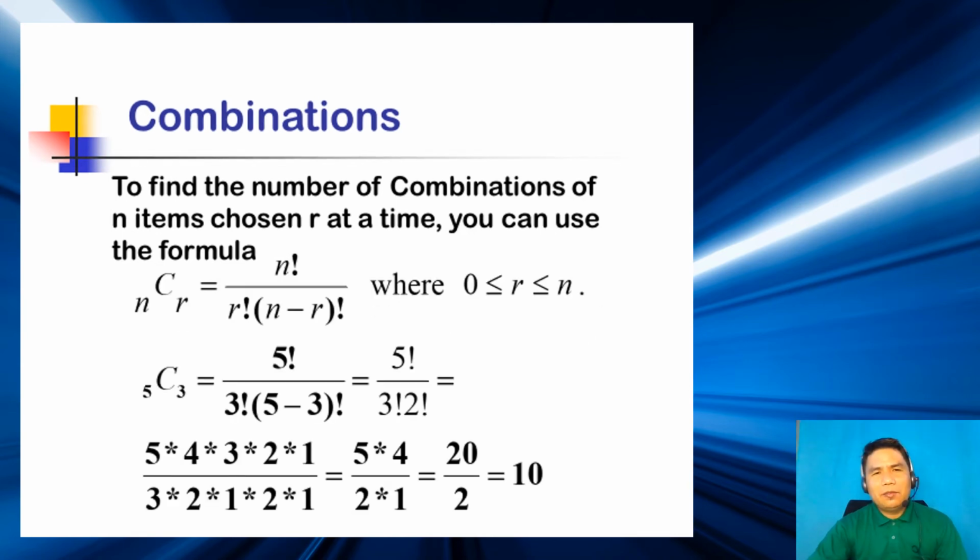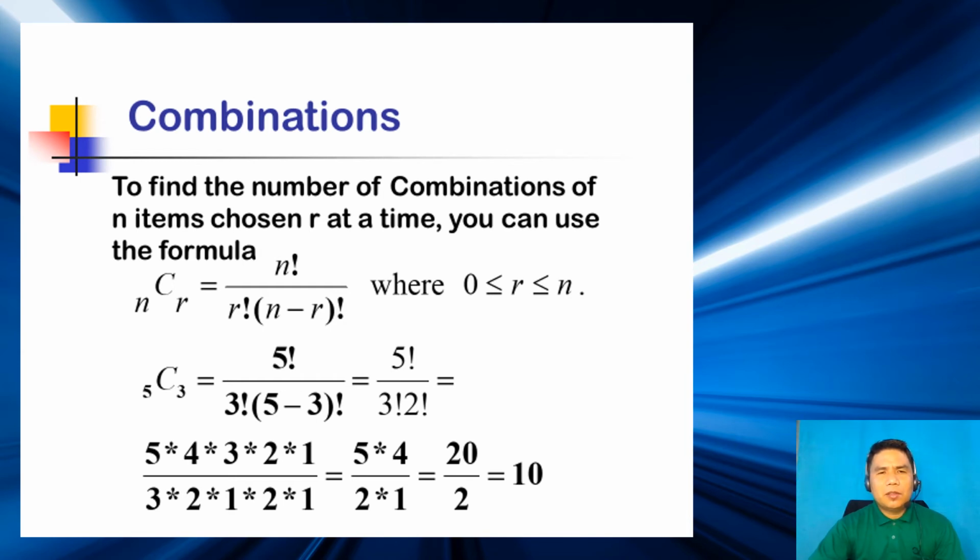Given that formula for combinations, for example, you were given n equal to 5 and r equal to 3, so you will apply the formula. Then you have the combination of 5 choosing 3 at a time is 5 factorial over 3 factorial times the quantity 5 minus 3 factorial, which is 5 factorial over 3 factorial times 2 factorial. That you are going to work out further.